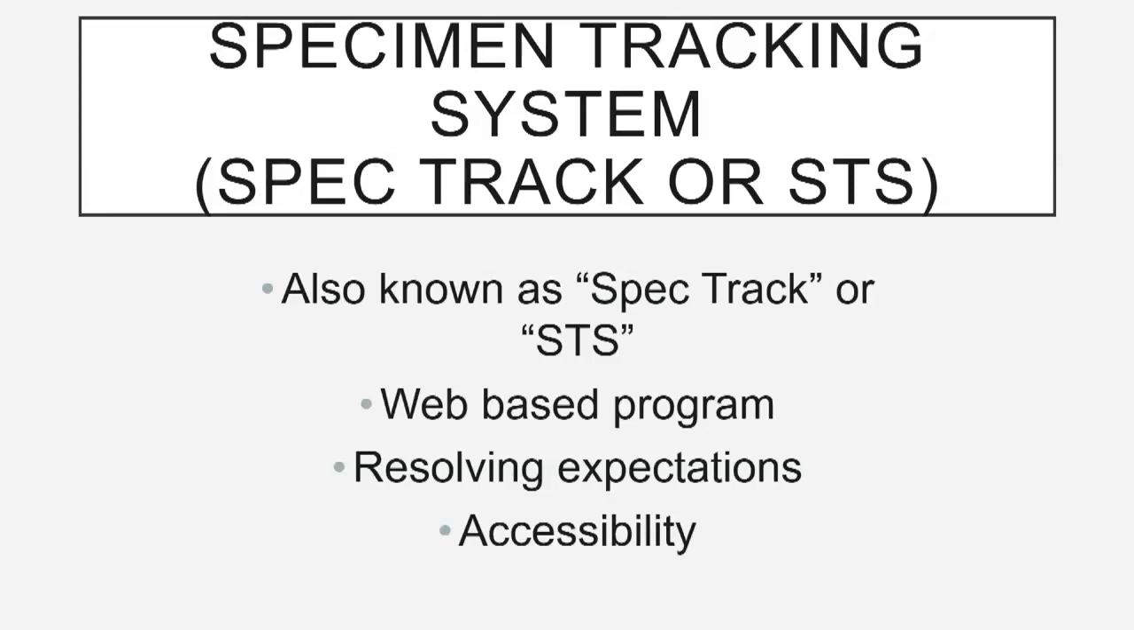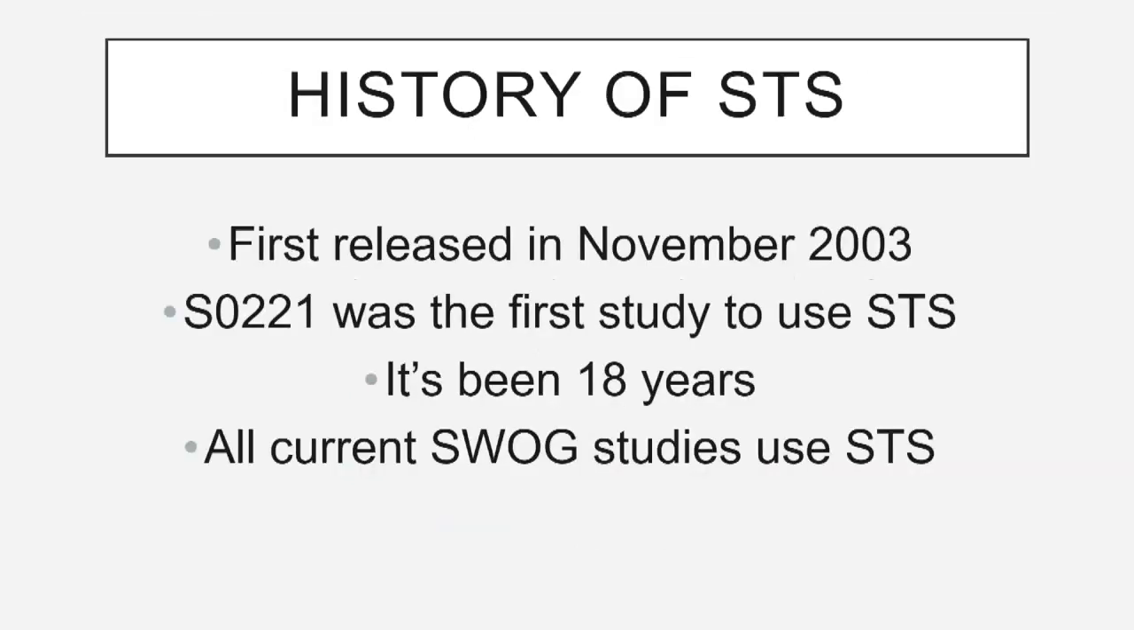So what is it? The specimen tracking system, often referred to as SpecTrack in conversation and as the STS in writing. It's a web-based program that allows you to log specimens and keep track of shipments that are sent to the SWOG laboratories and repositories. When you complete a log line in specimen tracking, it resolves the expectation for that specimen immediately, and it allows you to track when a specific shipment left your institution and when the lab receives it. It was first released in November of 2003.